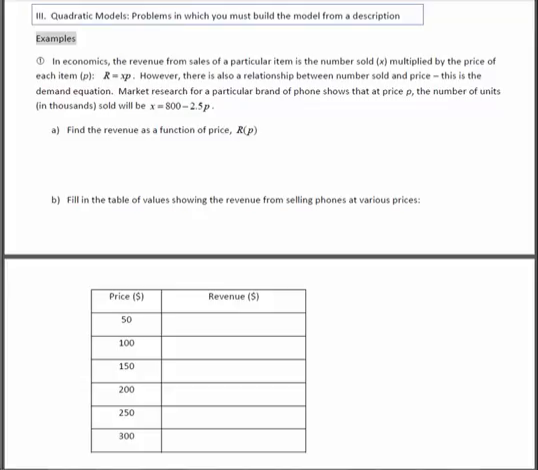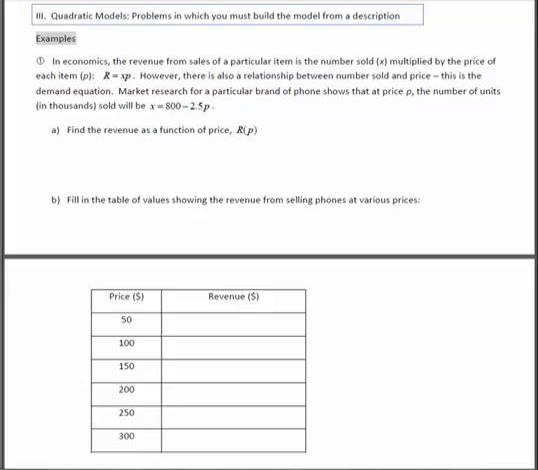All right, in the next example, we're going to look at a problem from economics where the complete model isn't given to us. We have to kind of construct it for ourselves. We're told that the revenue from sales of a particular item is the number sold, X, multiplied by the price of each item. Makes sense. Revenue is number sold times price. However, there's also a relationship between the number sold and the price. This is the demand equation. If higher prices prevail, usually fewer items are bought. When the price goes down, the demand goes up. So that kind of thing.